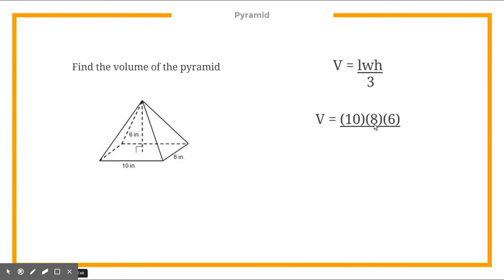So we simply multiply together 10, 8, and 6, and divide it by 3. And when we multiply all those numbers together, we get 480, and we divide that by 3, which gives us 160. So the volume of the pyramid would be, and that would actually be in inches, but I just didn't write the right thing, 160 inches cubed. So 160 inches cubed.